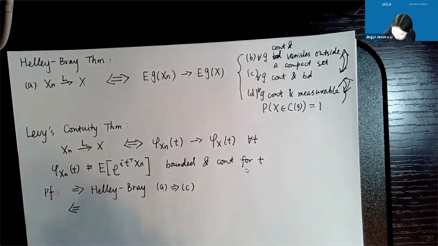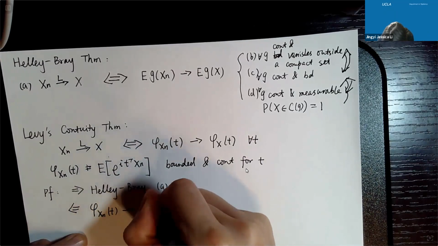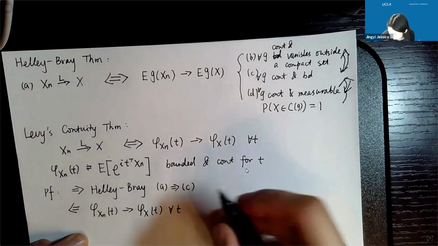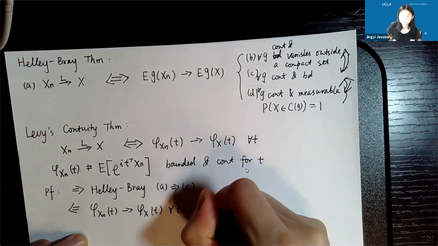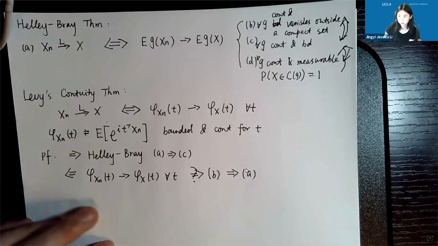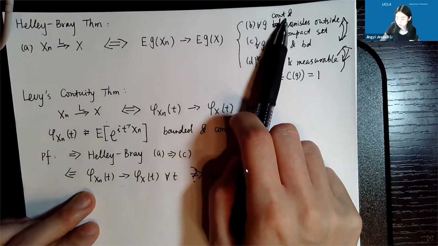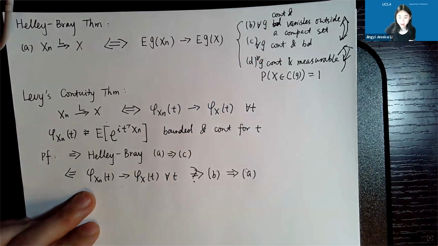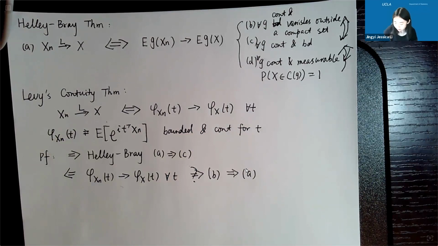So the question is, can we go from the convergence of the characteristic function to B and then to A? So here's the question. How can we go from the convergence of the characteristic function to the convergence of any function g that's continuous and vanishes outside the compact set? That's the question, okay? And we want to actually construct something to make the connection between such g and the characteristic function here. So here, I'm going to briefly talk about the proof because I think it's very, very interesting. So you can see how things are connected.